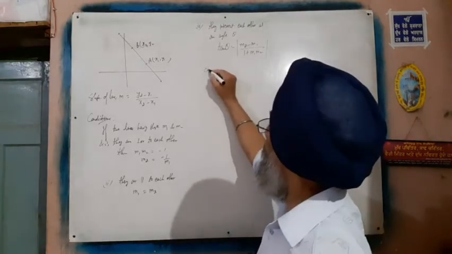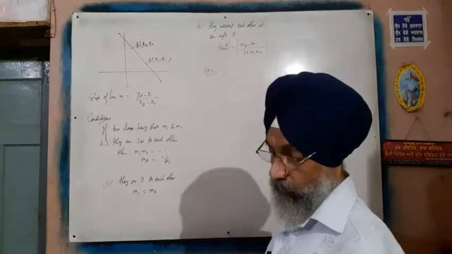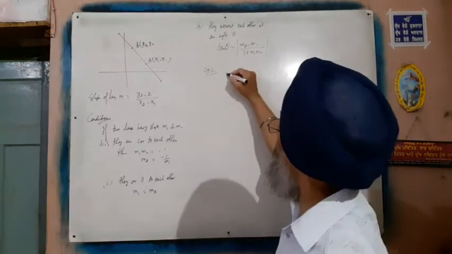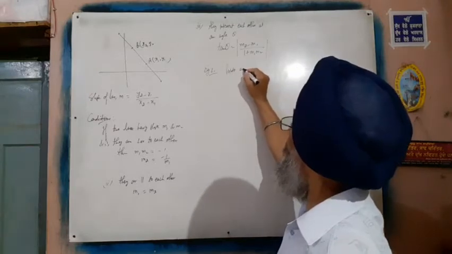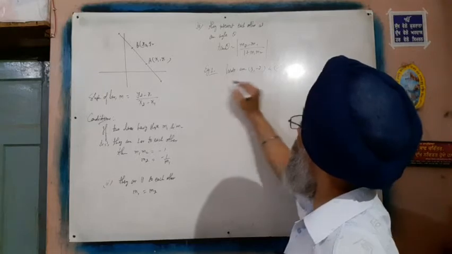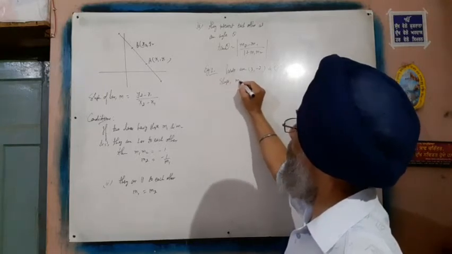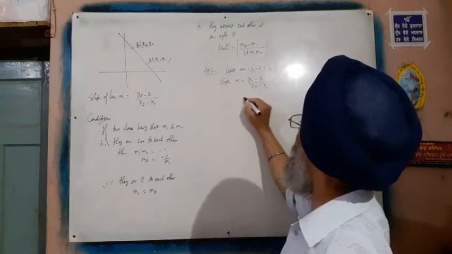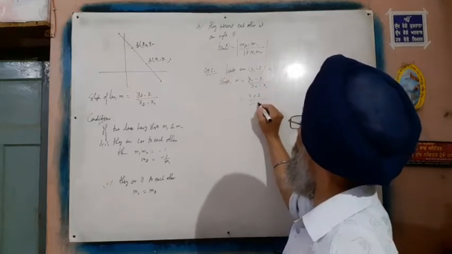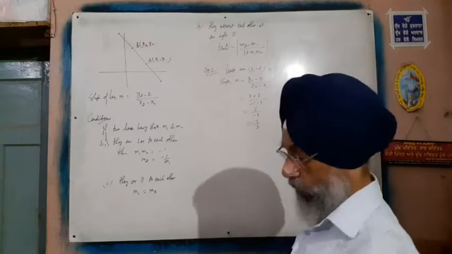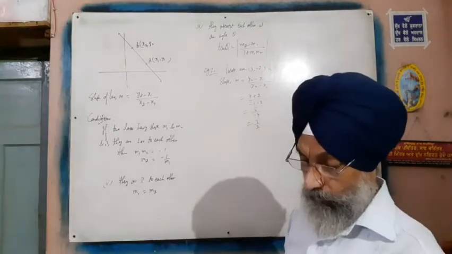See, in example 1, it is asking to find the slope of the line passing through the points 3, -2 and -1, 4. Points given are 3, -2 and -1, 4. So the slope is given by y2 minus y1 upon x2 minus x1, that is 4 plus 2, that is 6, upon -1 minus 3, that is -4, that is 3 upon 2 with the negative sign.